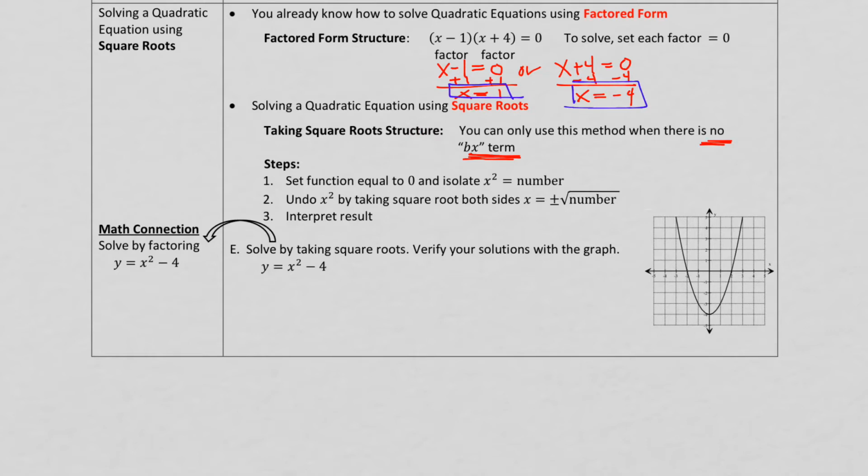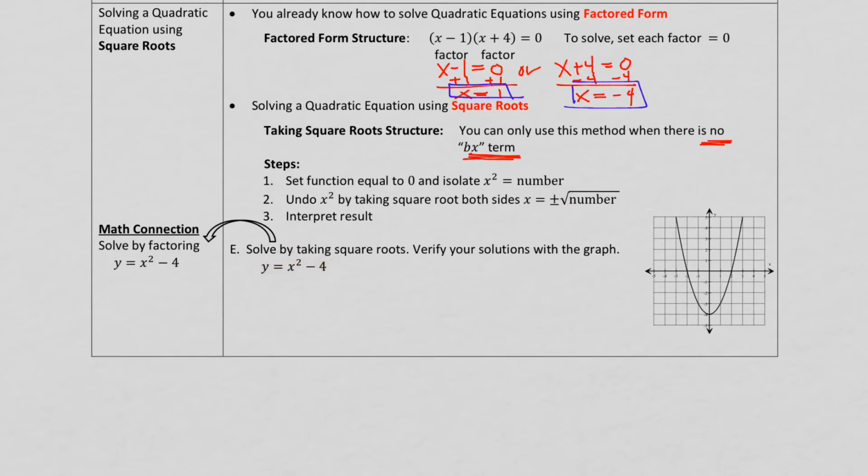So the steps are going to be pretty straightforward. First, let your equation equal 0, and you want to get x squared isolated by itself. Next, you're going to take the square root of both sides, and then you're going to interpret the result. Because remember, when you take the square root, you have to put a plus or minus every time. So with that being said, let's try example E here.